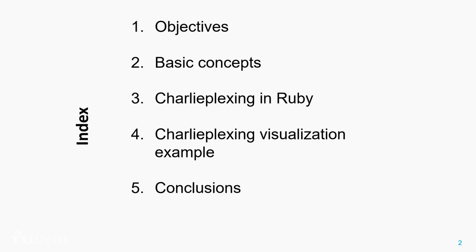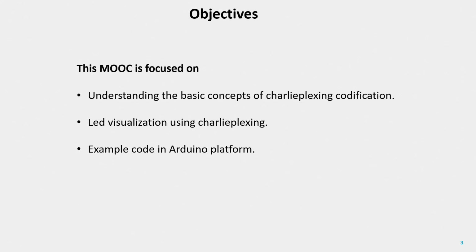This lecture is structured as follows. First, we will discuss the objectives of the course. Next, we will introduce the basic concepts of Charlieplexing, including its definition and underlying tri-state logic. Then, we will explore a practical example illustrating LED visualization and time representation through Charlieplexing. Finally, we will conclude with the key takeaways and further references. Let us begin with the objectives.